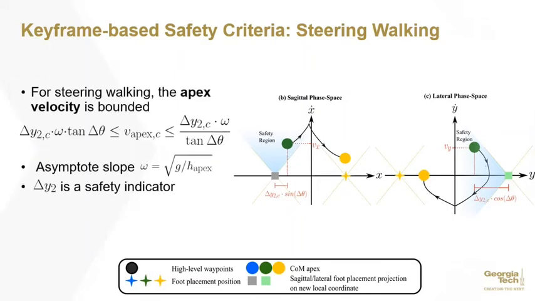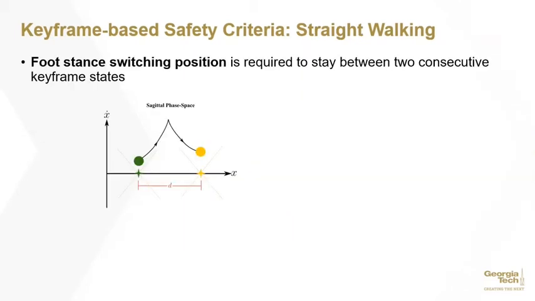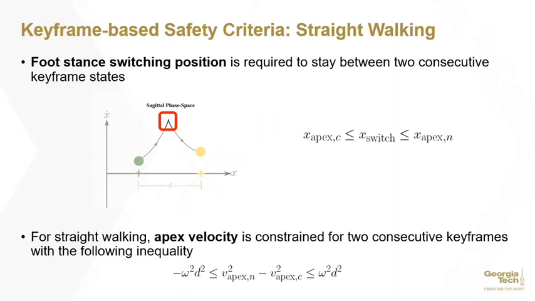Such bound leads to the following safety proposition. For steering walking, the current apex velocity is bounded as shown. The bound depends on heading angle change, omega, the asymptote slope, and delta y2, which is used as a safety indicator. Moving on to a safety criteria for straight walking. A safety criteria for straight walking is based on the fact that switching position is required to stay between consecutive keyframes, which introduces the following inequality for apex velocity for 2 consecutive keyframes.